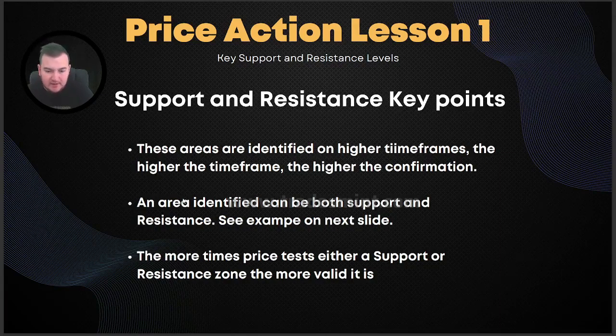An area identified can be both support and resistance. I'll show you guys some more examples of that on the next slide. The more times price tests either support or resistance, the more valid it is. So we need to know that there is a good history behind that level that we're trading. We can't just draw a zone and say that's resistance. We need to see that it's resistance by looking at the left, right? By looking at the left, we can help understand what's going to happen on the right. So it's very, very important.